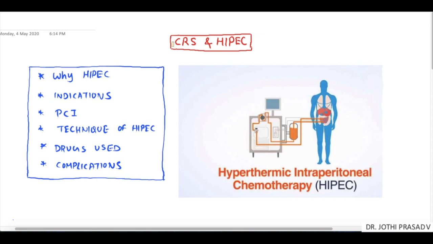Now we'll be discussing a very important and interesting topic called cytoreductive surgery and HIPEC, that is hyperthermic intraperitoneal chemotherapy. It is a recently developed method for treating peritoneal malignancy. We'll be proceeding in the following manner: why HIPEC or the need for HIPEC, its indications, what is PCI, technique of HIPEC, the drugs used in this technique and its associated complications.